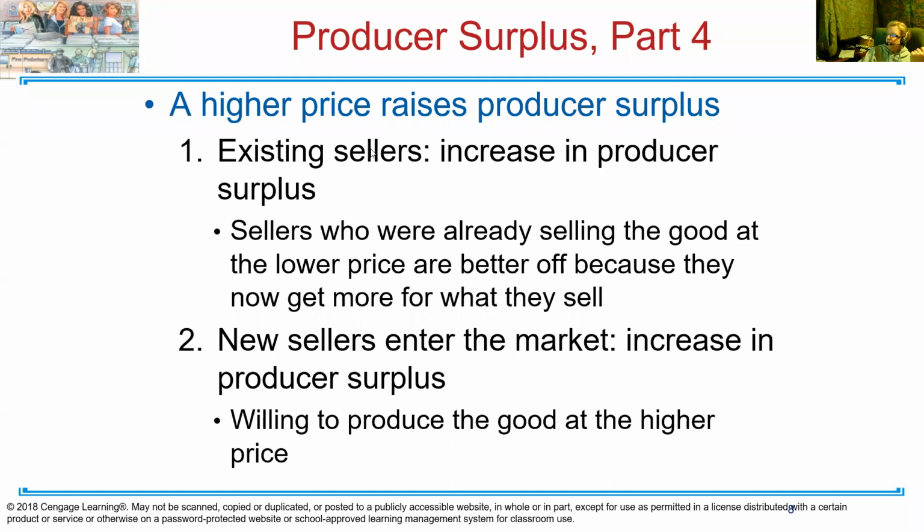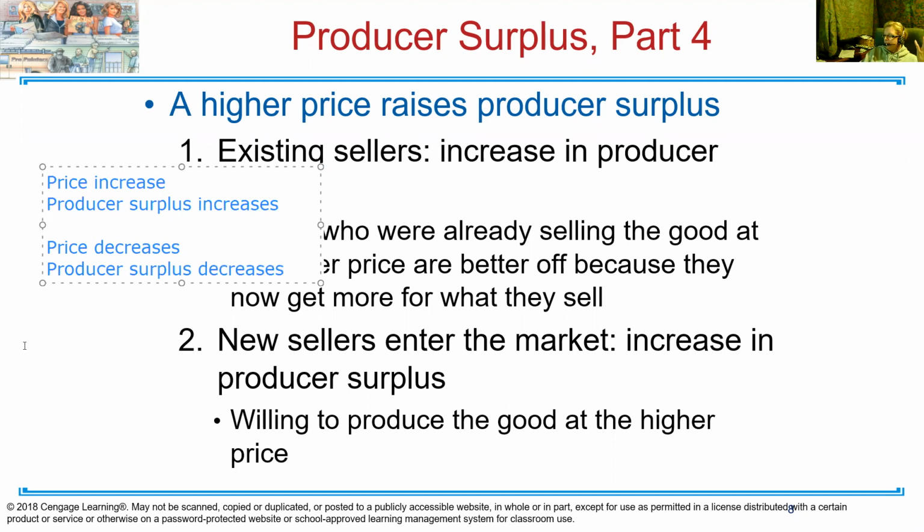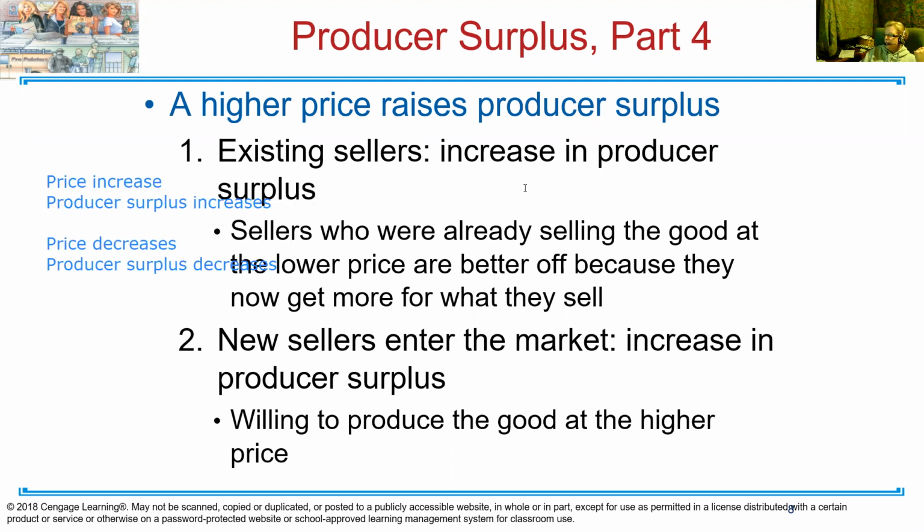So what we saw on the previous slide is that as the price increases, producer surplus increases. And again, that's all else held constant. As the price decreases, producer surplus decreases. I'm not so hung up on if you remember that for the test. But those are some things just to kind of keep in mind as we look at this. I'm going to go ahead and erase that.